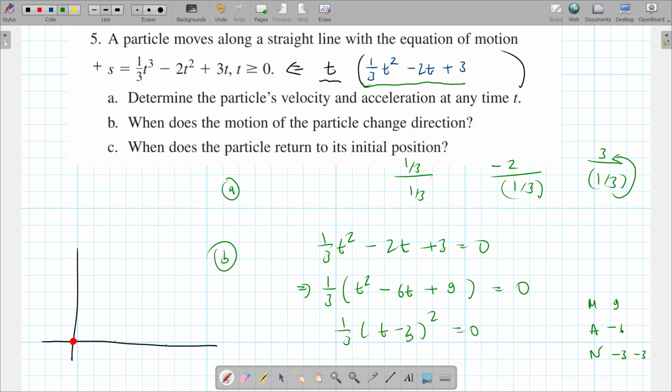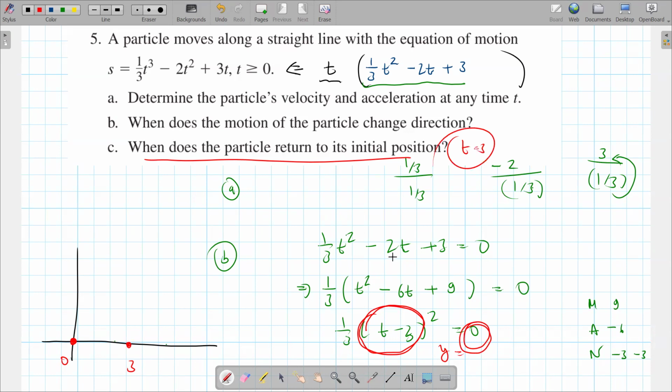So the other x-intercept is at 3. At 3, there is another x-intercept. So that's the answer to this one. When does the particle return to its original position? When time is 3 seconds, the y value is 0. So that's the answer to this question.